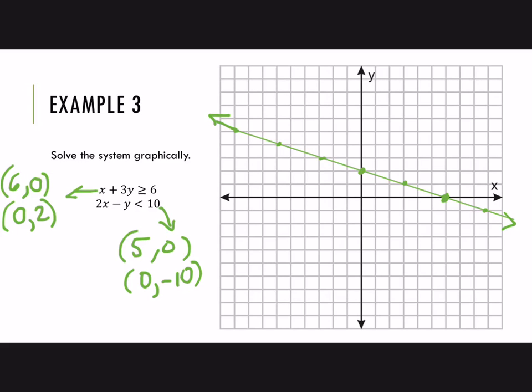The second one, (5, 0) and (0, negative 10). And there's that line. Now this one is a less than symbol, so this is a dotted line. So let me go back and erase a little bit. Make this dotted. Oops, it's too much. Okay, that's better.